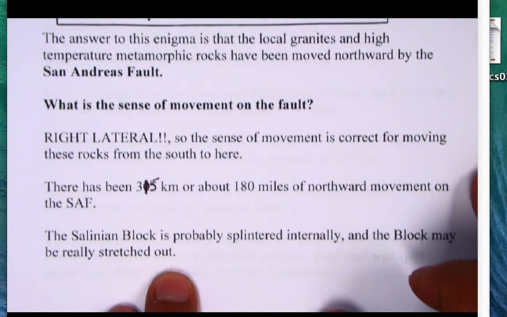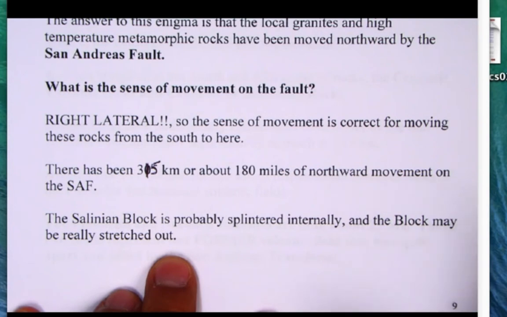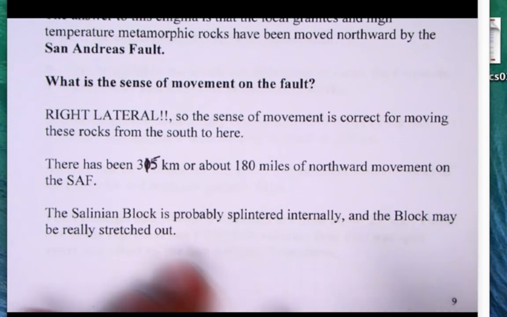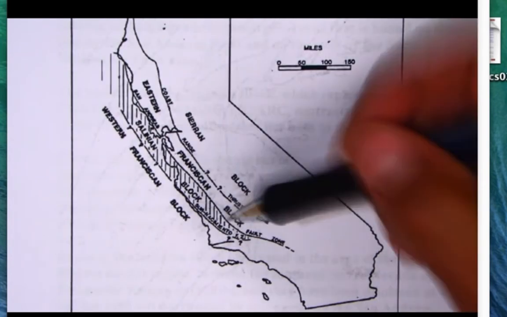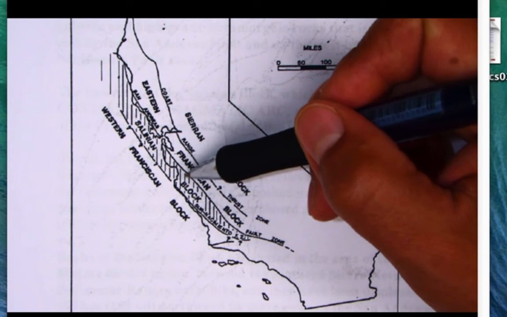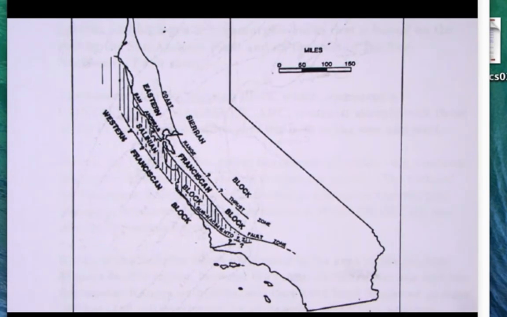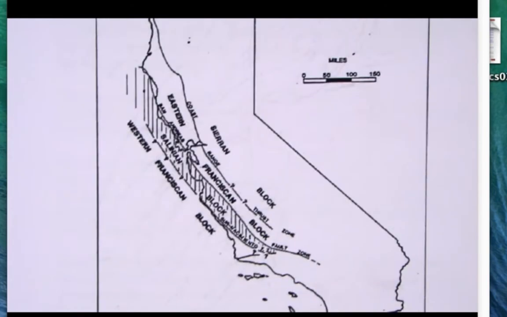So the Salinian block is probably splintered internally, fragmented, and the block may be really stretched out as it was being slid along the San Andreas fault, kind of rotated blocks, so a variety of structures going on there, kind of distended is the word I'm looking for.